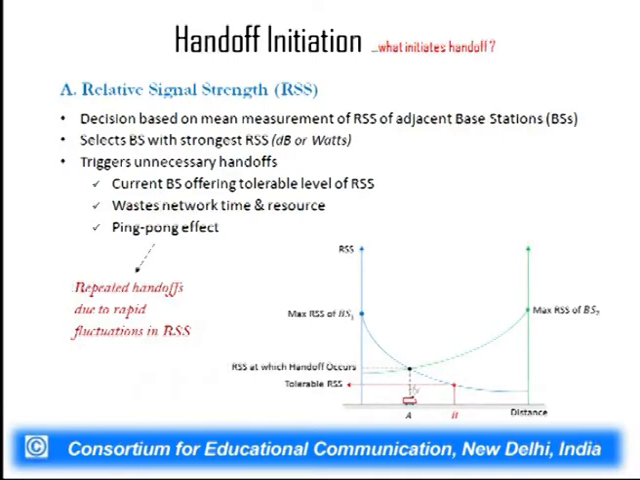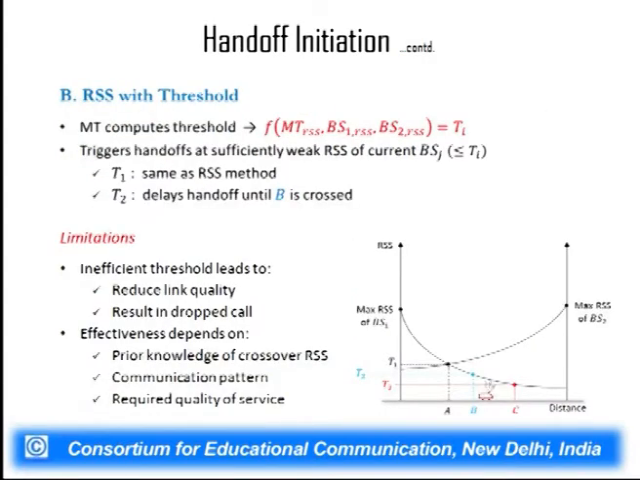So due to all these problems that we have with the RSS scheme, we switch over to RSS with threshold. Now in this method, there is one more added parameter, as you can see, a threshold parameter. The threshold is a function that takes as input the relative signal strengths of the mobile terminal itself and the base stations. Here we have taken two base stations into account, but there can be any number of base stations depending upon how many adjacent base stations there are, okay?